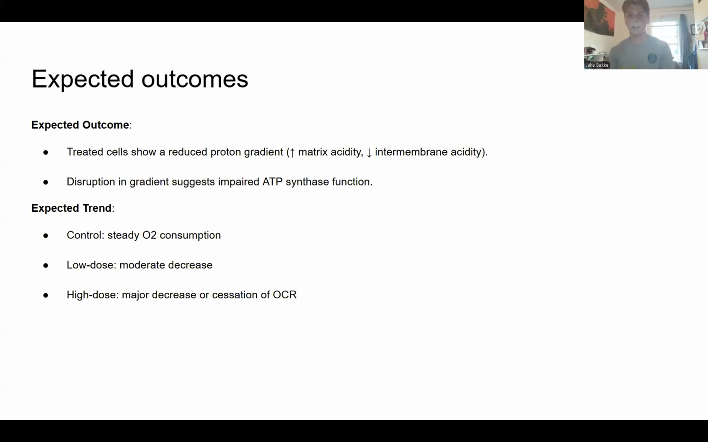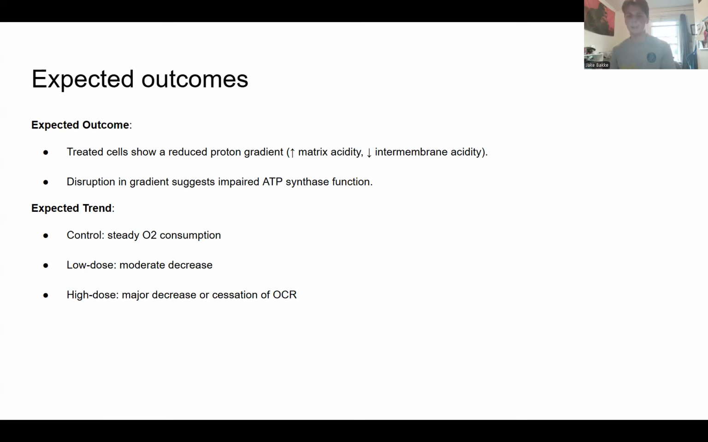The expected outcome of this is that the treated cells will show a reduced proton gradient difference. What would happen there due to the H plus disruption, we would expect an increase in matrix acidity and a decrease in intermembrane space acidity. This disruption would suggest an impaired ATP synthase function.